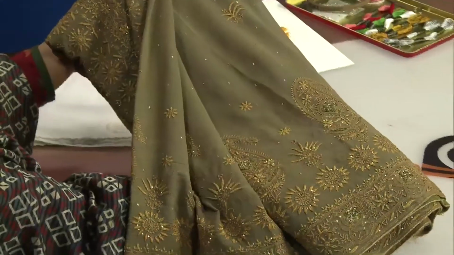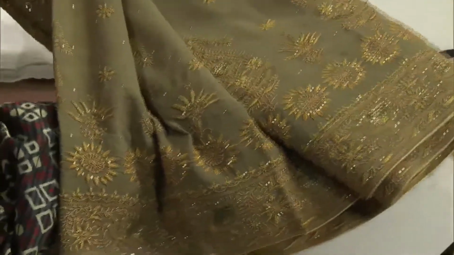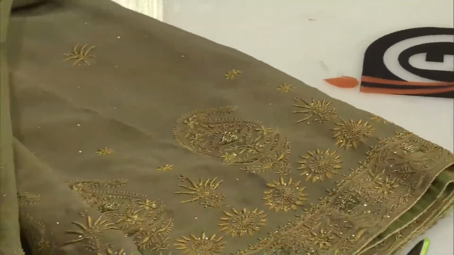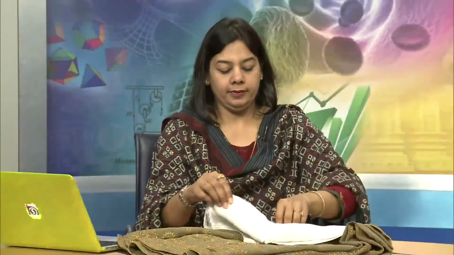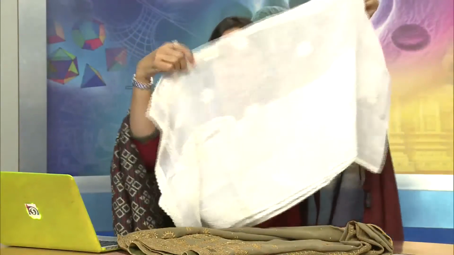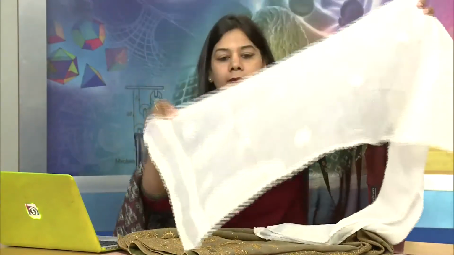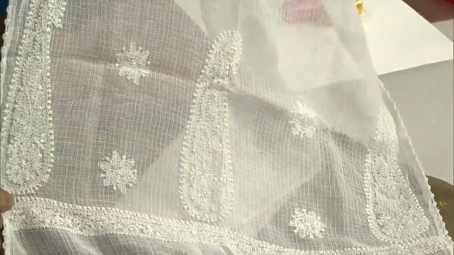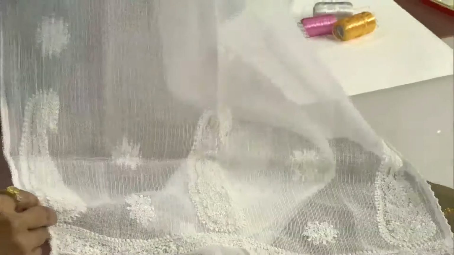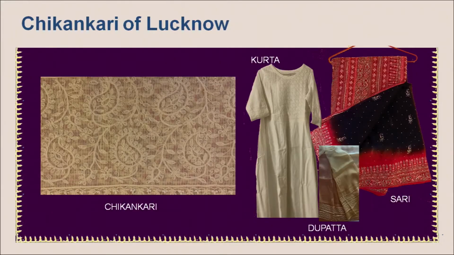As Sarika is showing you, you can see a beautiful sari over here in Chikankari. There is a beautiful dupatta, very popularly seen on white. So as you can see over here, it gives a shadow effect. These are some more pieces which you can see in the pictures. So kurtas are there, dupattas are there, saris are there.